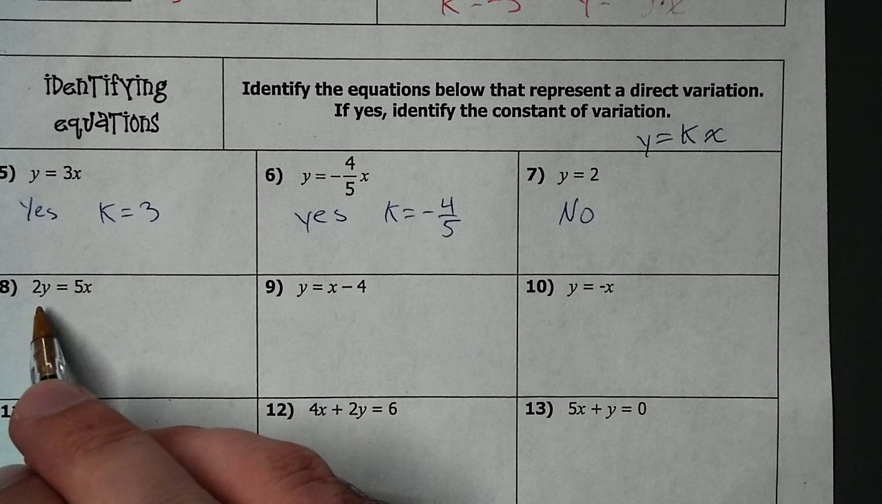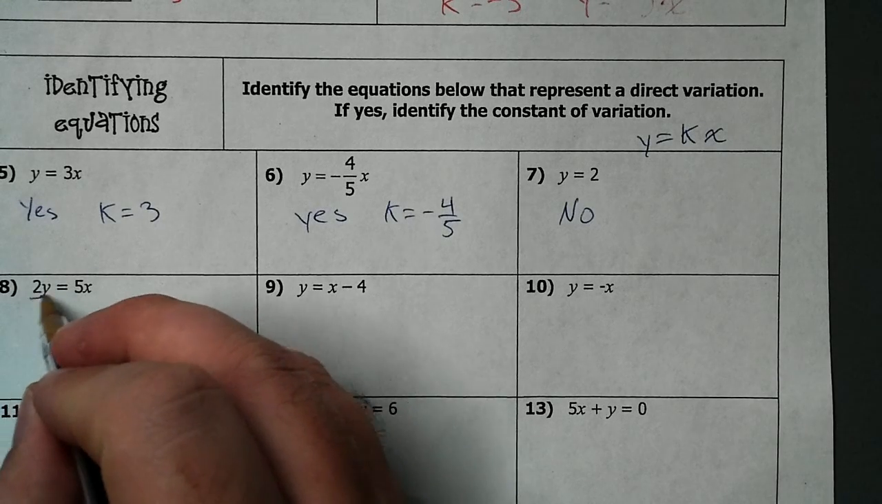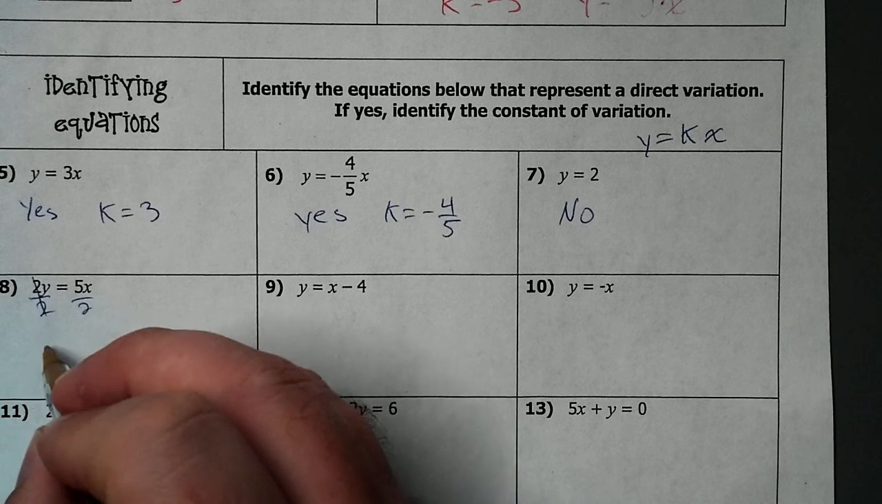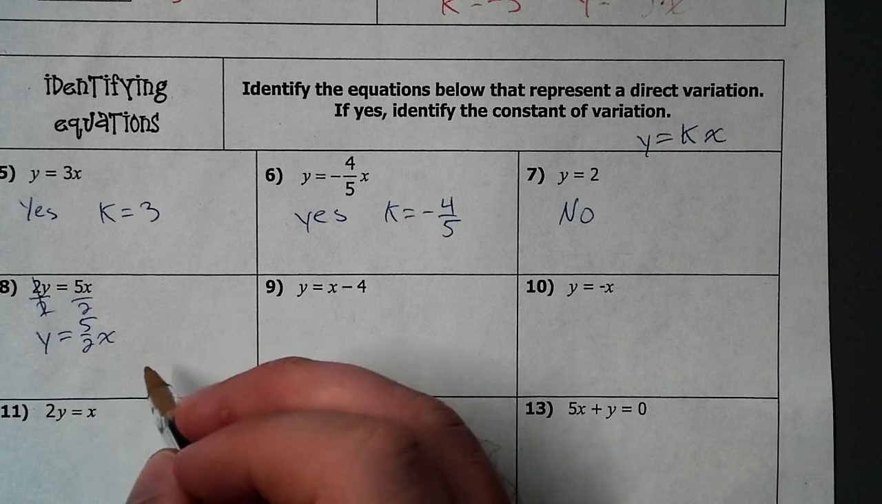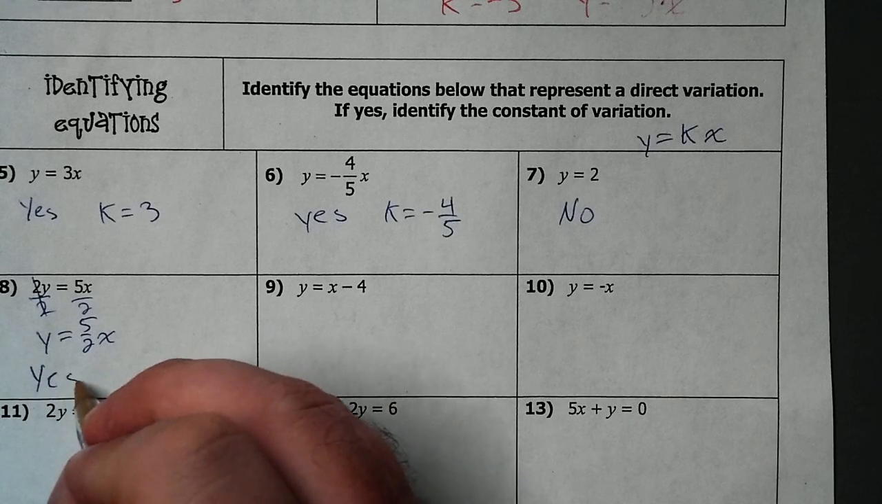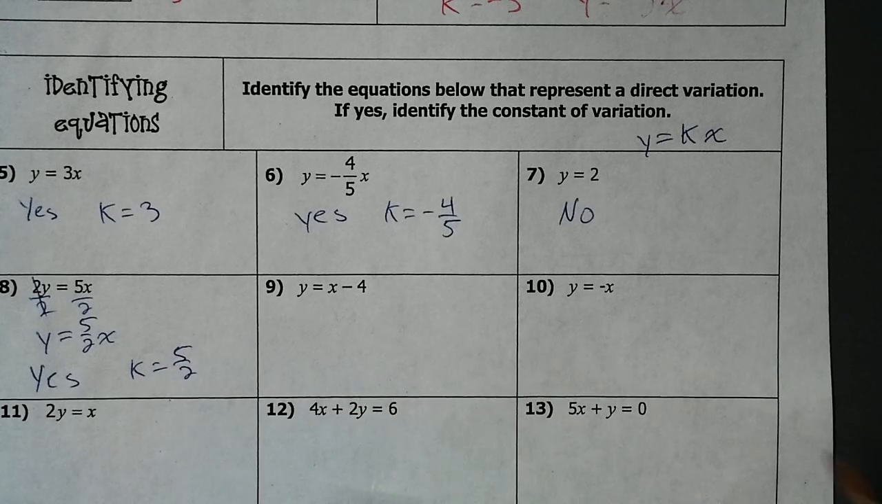Number 8. Now, I know this one looks different, but to get it to y equals, all we have to do is divide by 2, right? So we get y equals 5/2x. So is that direct variation? Yes. And your constant is 5/2.